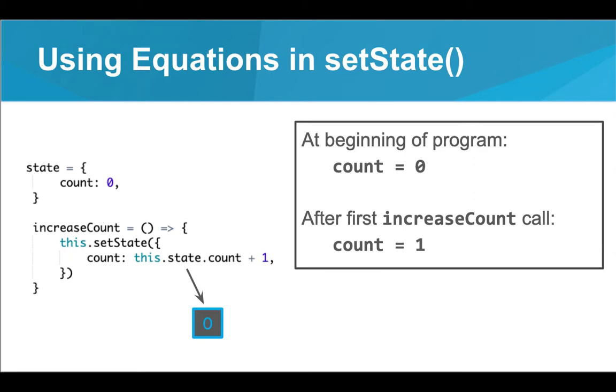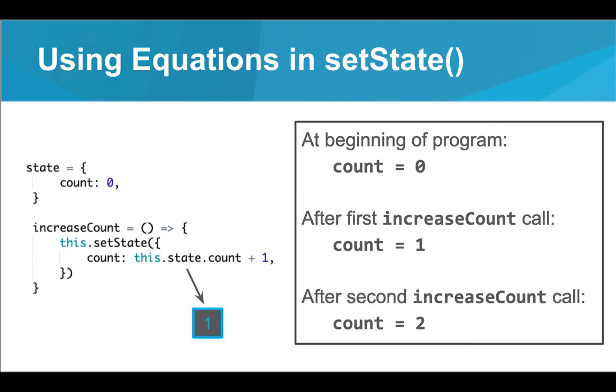When the increaseCount function is first run, 1 is added to the previous value of count, which was 0, which changes the state of the variable count to 1. When the increaseCount function is run again, 1 is added to the previous value of count, which was 1, which changes the state of the variable count to 2. The count variable will continue increasing in this way for as many times as the increaseCount function is called. Let's take a look at this functionality in the editor.